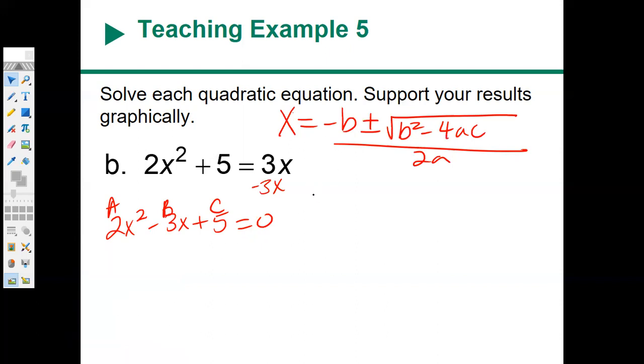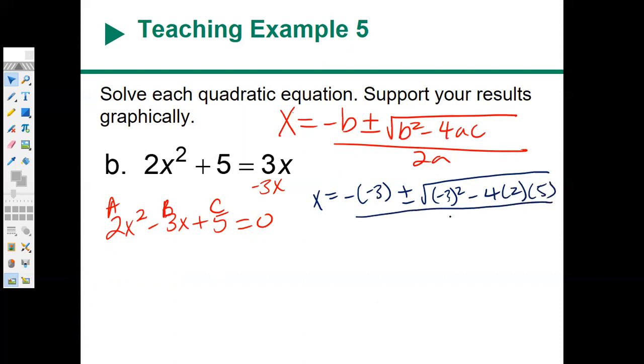So we're going to plug in. So we have x equals negative b plus or minus the square root of b squared minus 4ac divided by 2a. So notice I literally just plugged everything where it goes. That's it.